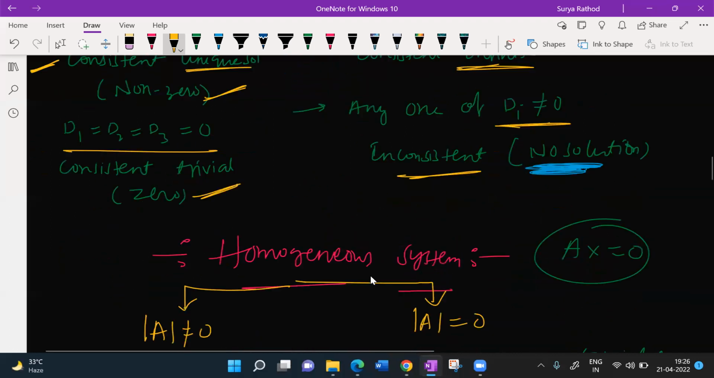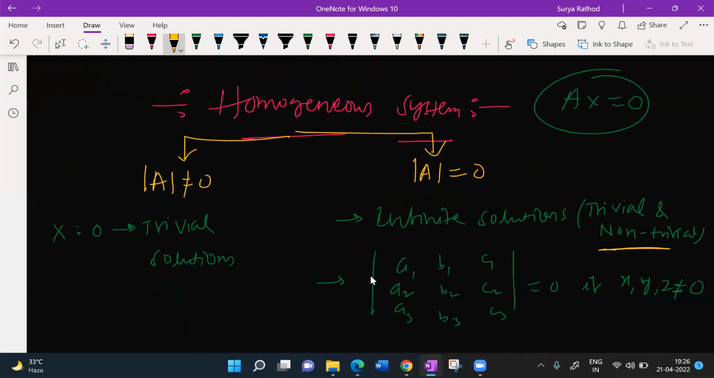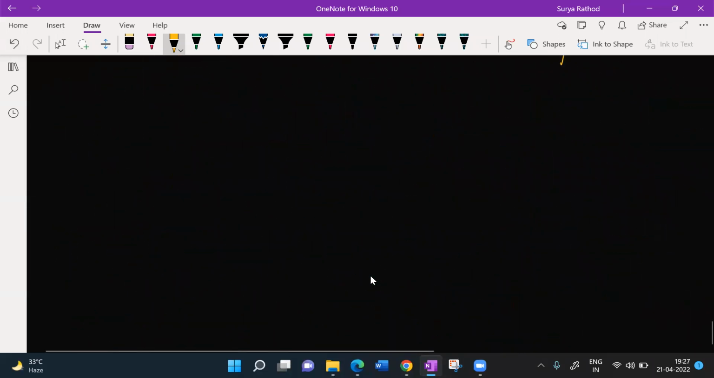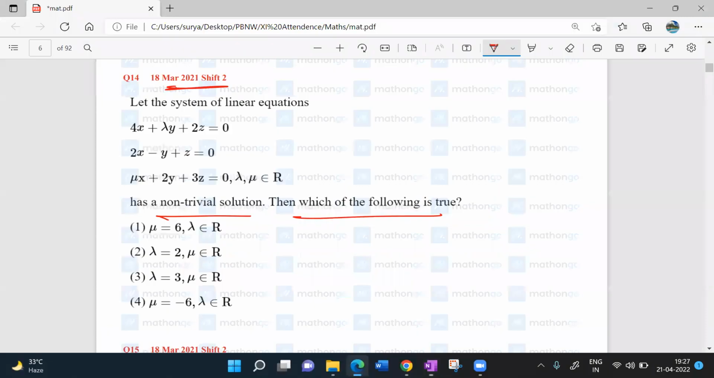Non-trivial. Where is that non-trivial? Here. Look at this. Non-trivial: determinant is equal to 0. For trivial, determinant is not equal to 0. But for non-trivial, you just make the determinant 0. Check what the answer is going to be now. Then which of the following is true, he is asking. So 3 linear equations are given to you, and which of the following is true.